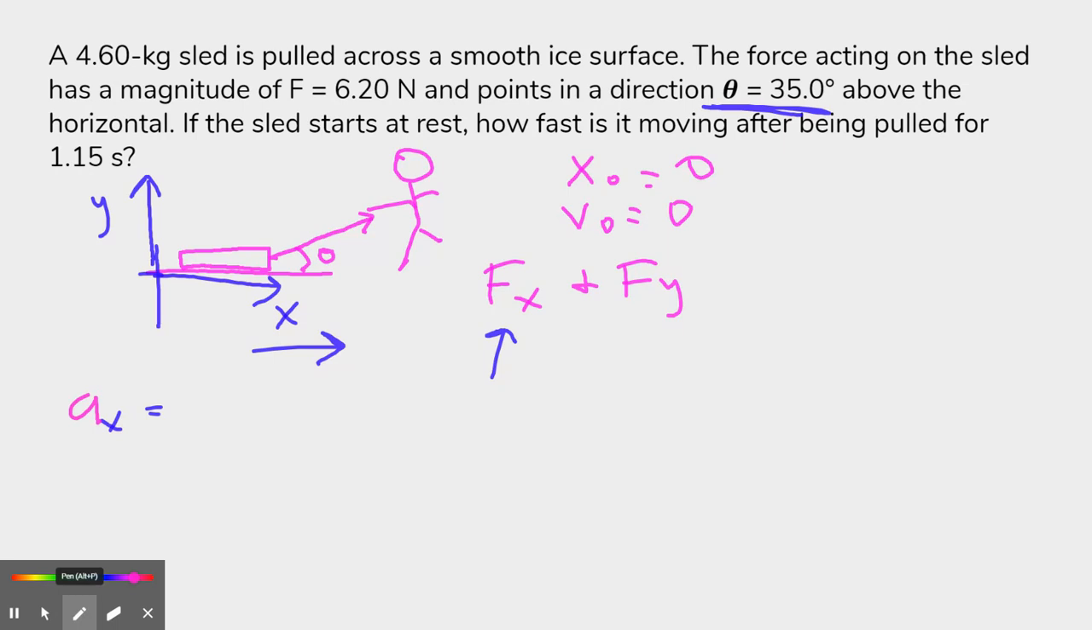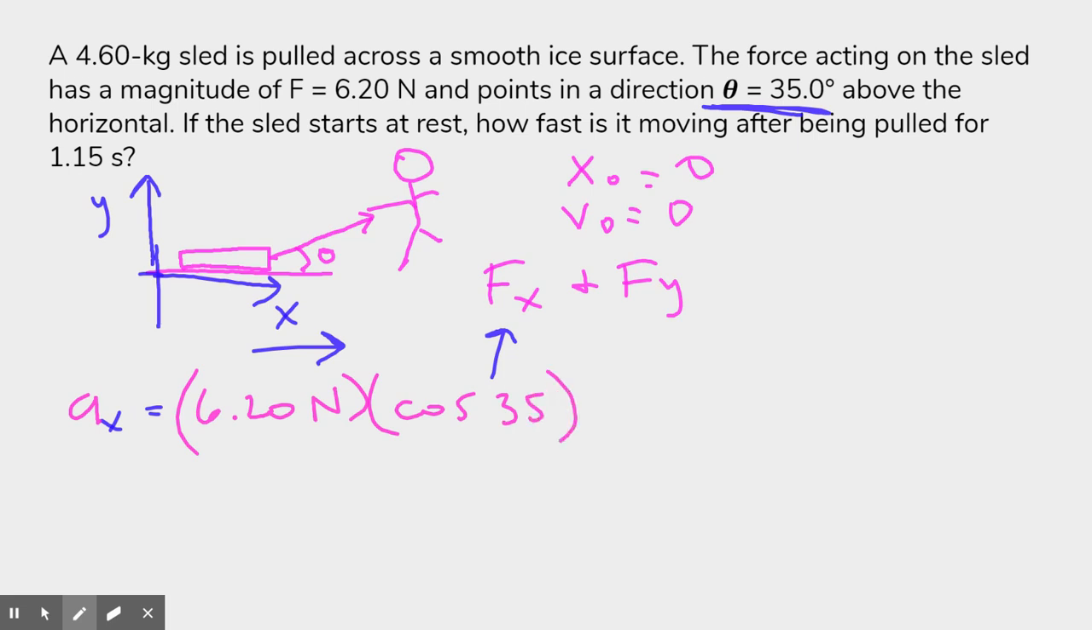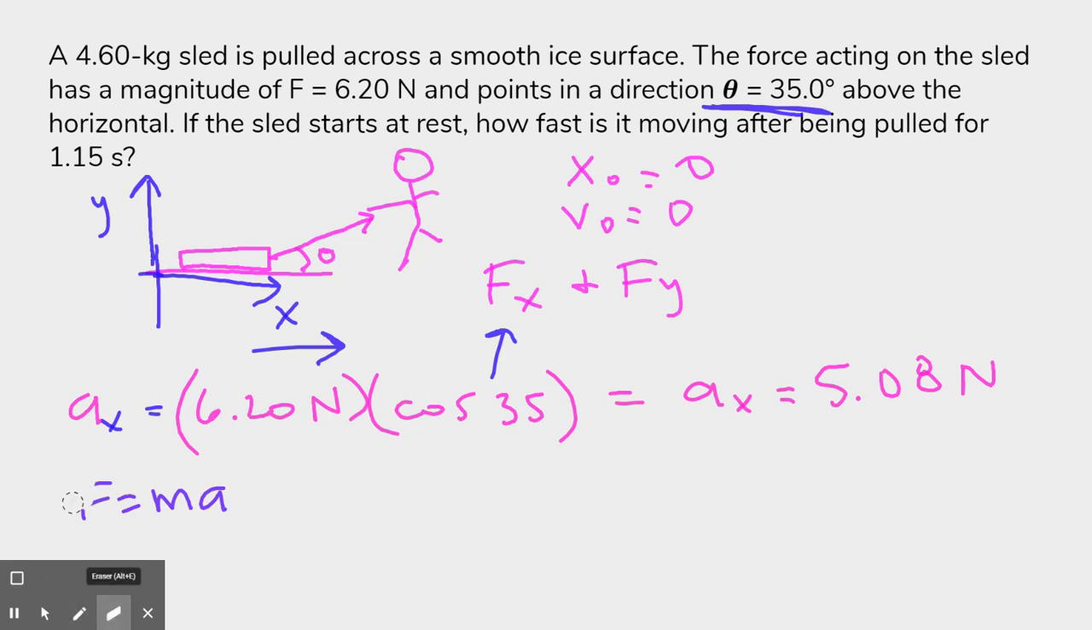So let's take the magnitude of the force, which is 6.20 newtons. And to find the force in the x direction, we'll use the cosine of theta, or the cosine of 35. So that force in the x direction is just equal to 5.08 newtons. Now we will take that information and plug it into the correct equation of motion. I'm sorry, not F equals ma. I am really struggling today, and I apologize for that. Into the correct equation of motion, and let's see if you chose the correct one.